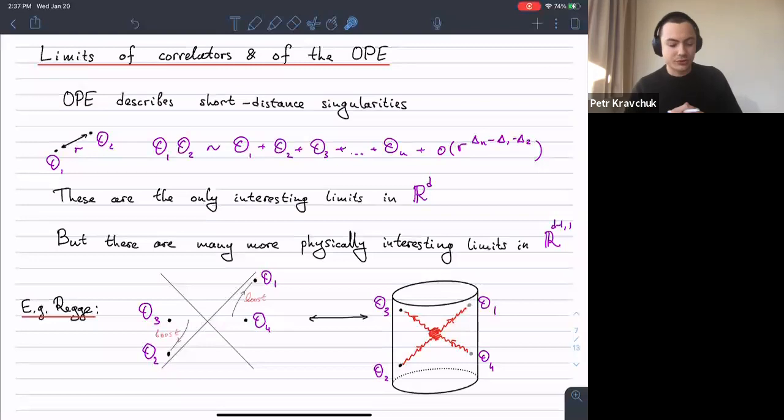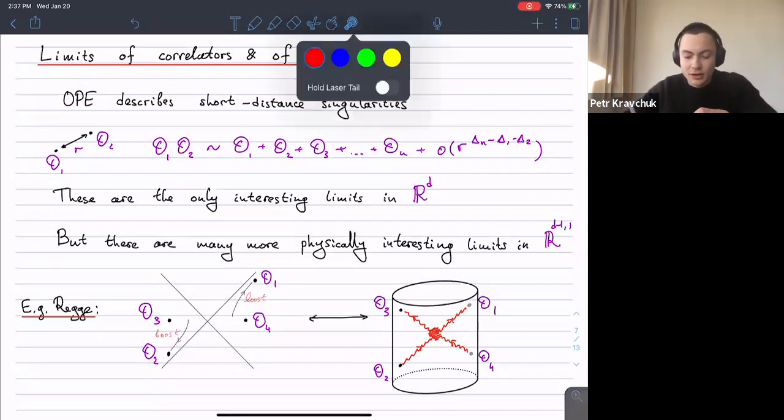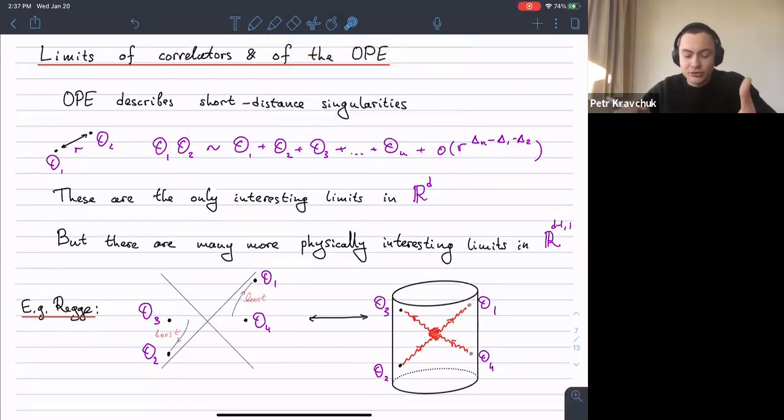So far, this discussion was using this idea of the operator product expansion to compute higher point correlation functions in terms of lower point correlation functions. And if you just look at the OPE, the thing that it does well is it describes well the short distance singularities of correlation functions. What this means is that if you take two operators, O1 and O2, and they're separated by distance r, then applying the OPE to them, you get some expansion, O1 O2 equals a sum of operators.